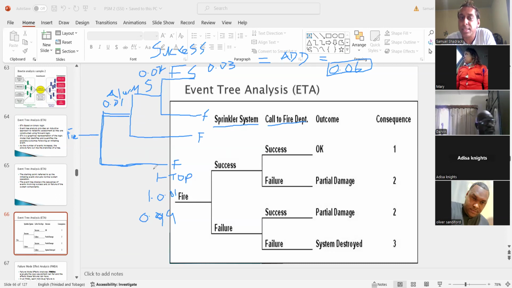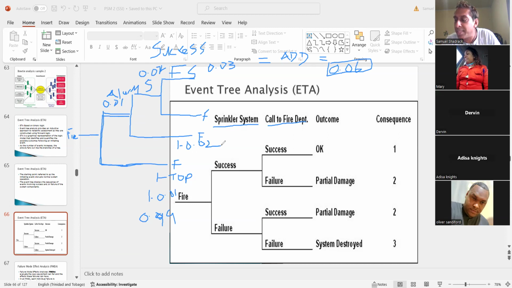Think you understand it a bit? So this one here, to get this failure figure, is 1 minus 0.02. I don't think they're going to go to this level of maths, but this is actually creating a point for you all.